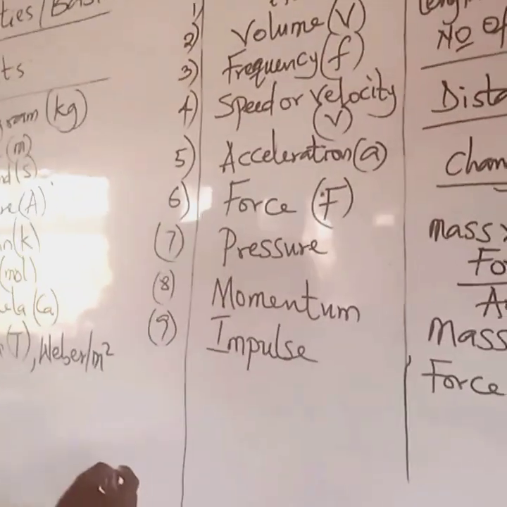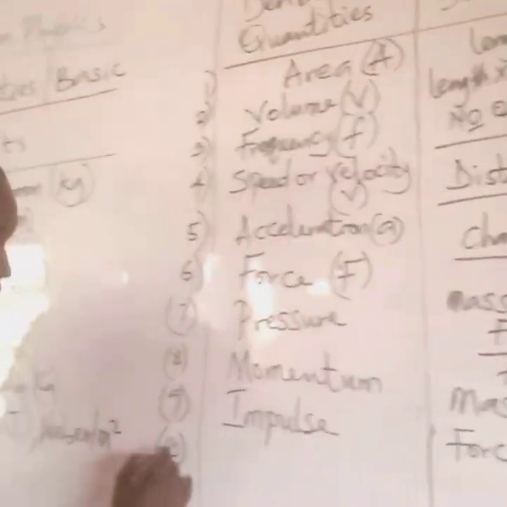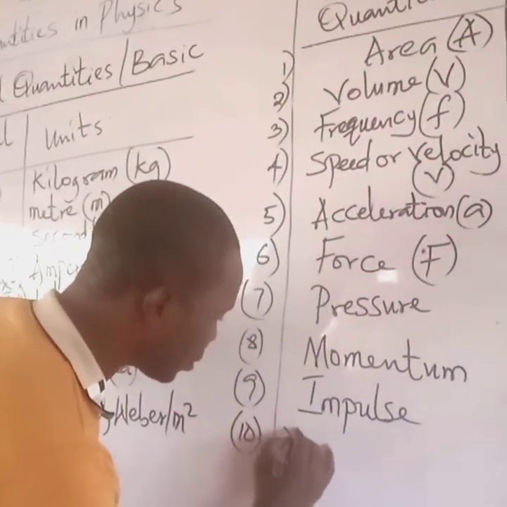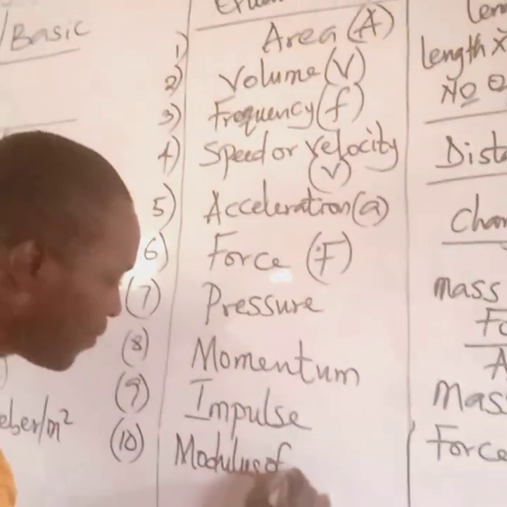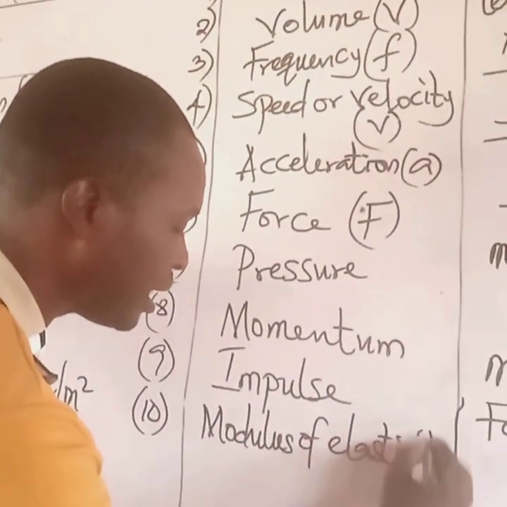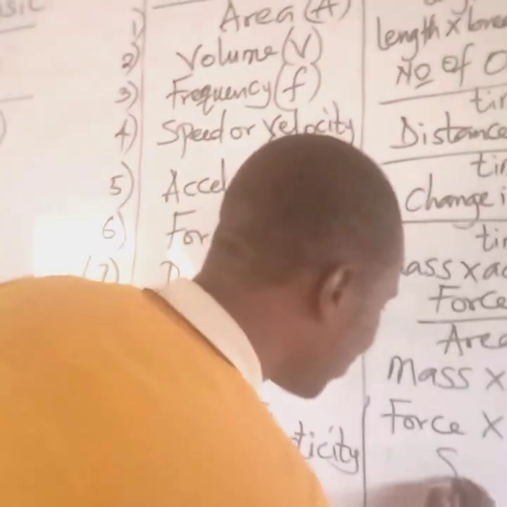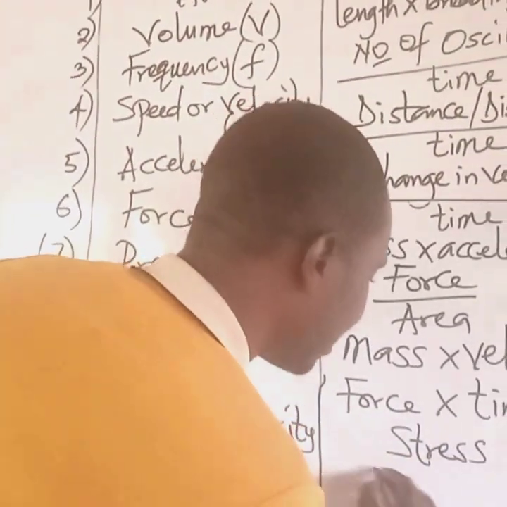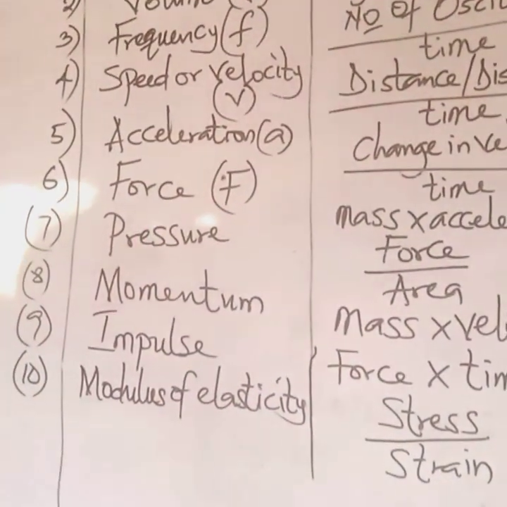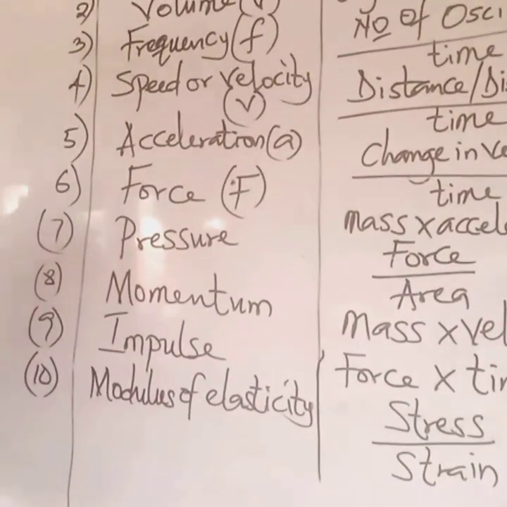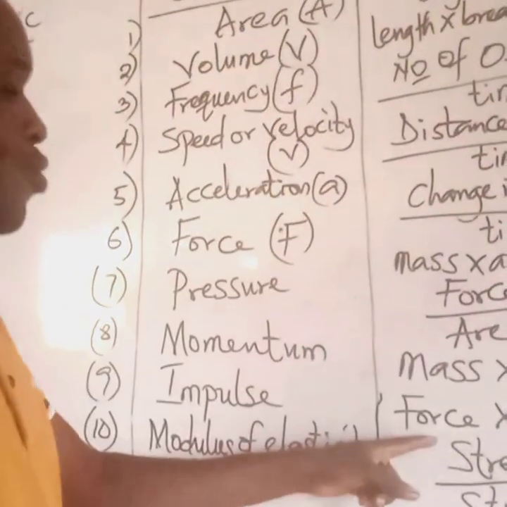We already have 9. We still have many of them. We can talk about number 10. We can talk about Young modulus or modulus of elasticity. So either you call it modulus of elasticity, we say stress over strain. Stress itself is another derived quantity.